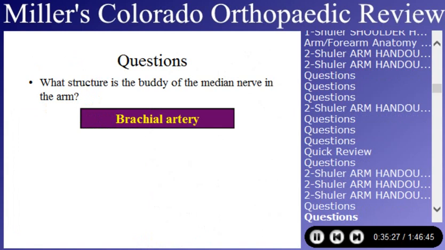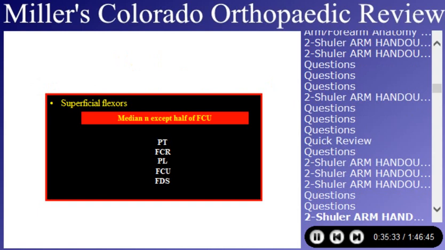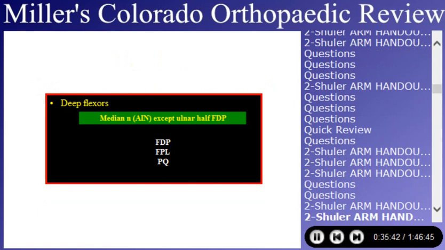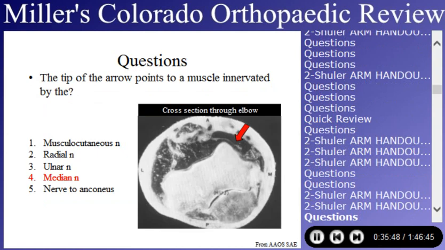The structure buddy to the median nerve in the arm is the brachial artery. Superficial flexors, median nerve, except the half of the FCU. Deep flexors, once again, median nerve. Another one of their favorites: the tip of the arrow points to the muscle innervated by the question, then, what the heck muscle is that?